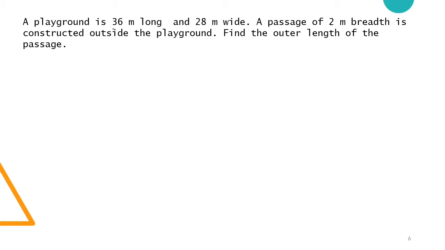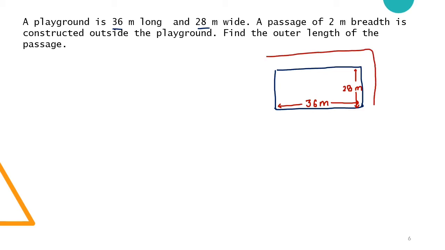Next question is, a playground is 36 meter long and 28 meter wide. So there is a playground. Length of this playground is 36 meter and breadth of this playground is 28 meter. A passage of 2 meter breadth is constructed outside the playground. All around it, on all four sides, the passage is constructed. Breadth of this passage is 2 meter, which means it is 2 meter wide from all the sides. Similarly, from everywhere the breadth is 2 meter.